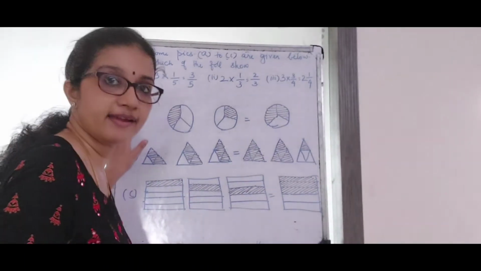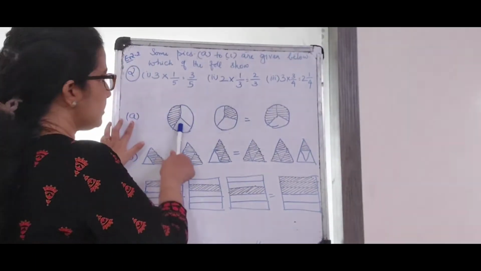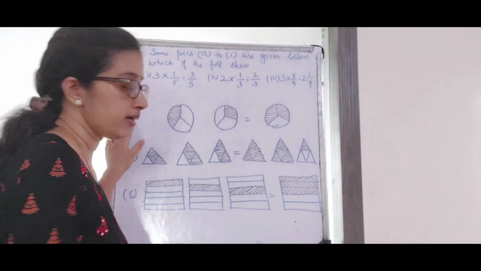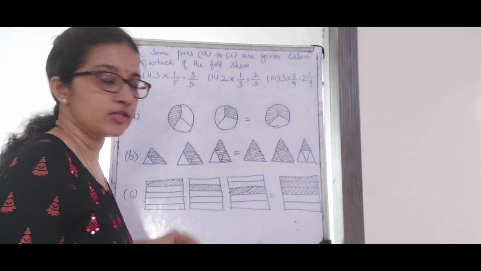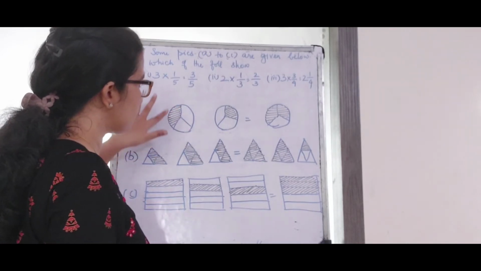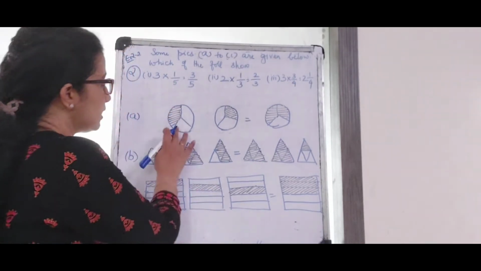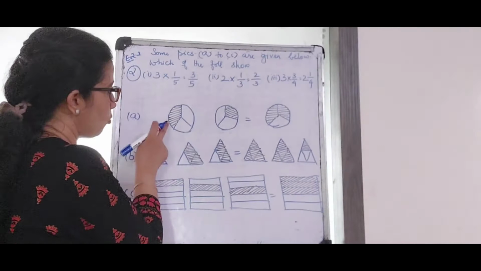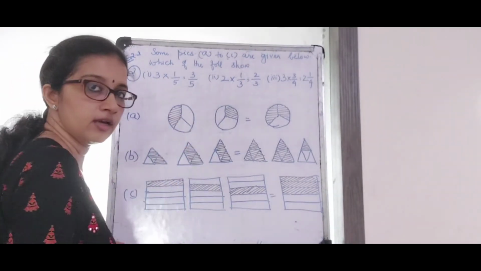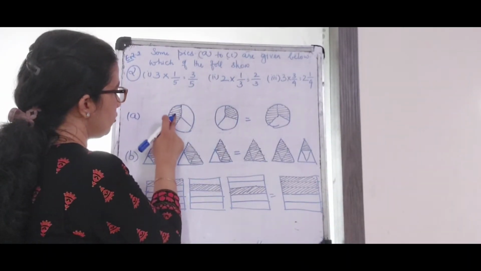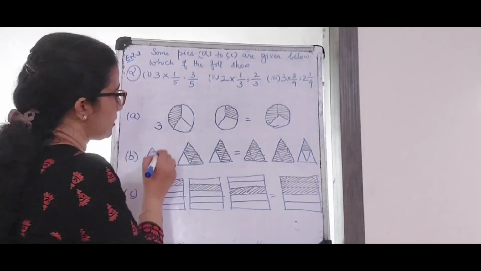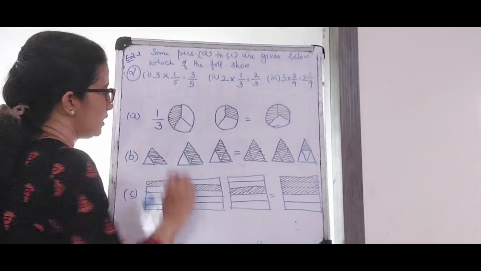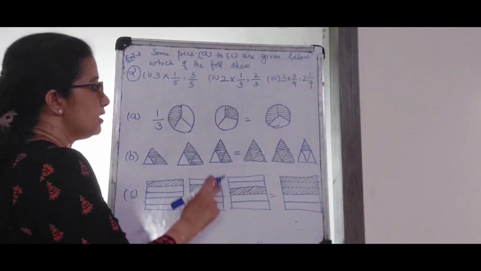Now let's take A. In A you can see 3 circles here, correct? So 2 circles here and 1 circle here. So how can we do it? Let's take the first circle here. The first circle has been divided into how many parts? 1, 2 and 3. Out of which how many are shaded? 1 is shaded. So how can we write it? Totally 3 parts are there, out of which 1 is shaded, 1 by 3.